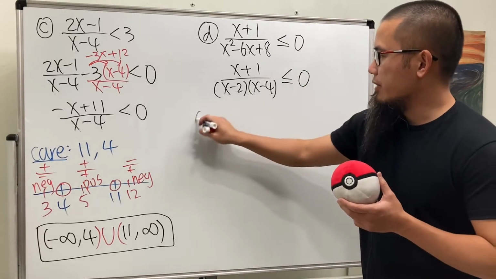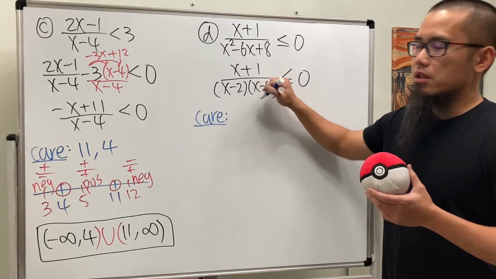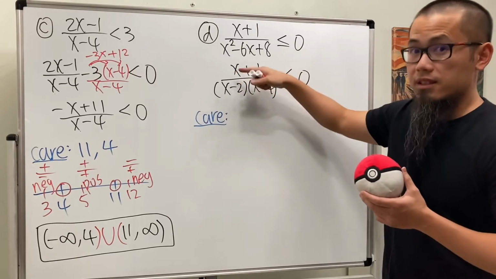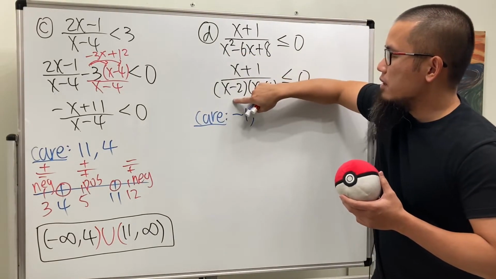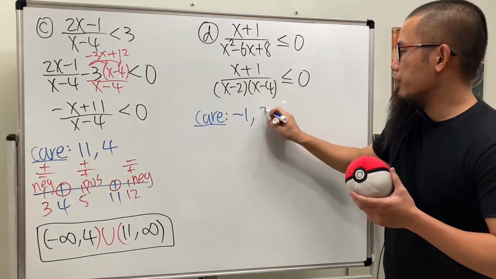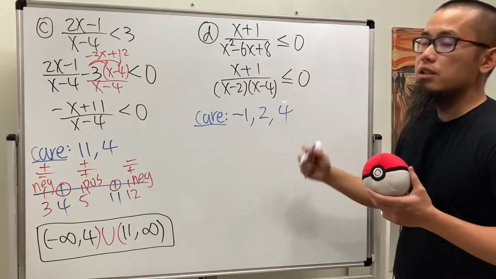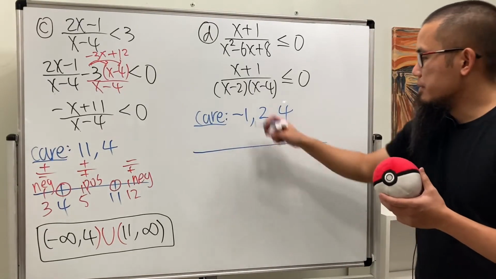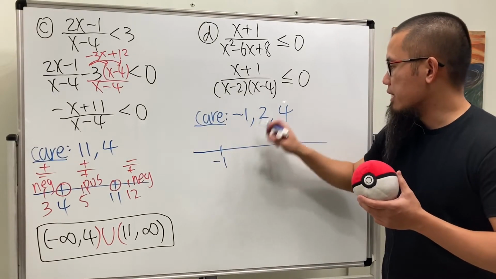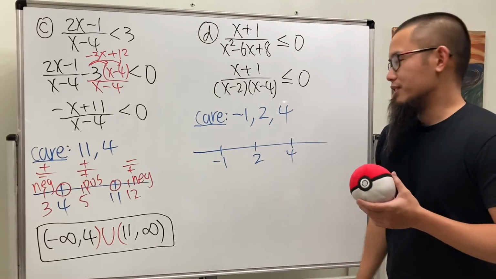Here we go, the numbers that we care. On the top here, make it 0, we get x has to be negative 1. On the bottom, make this 0, x has to be 2. And then make that 0, x has to be 4. So we have these 3 numbers that we care this time. Alright, number line business. Negative 1 is the smallest, and then 2, and then 4. Now draw to scale, of course.